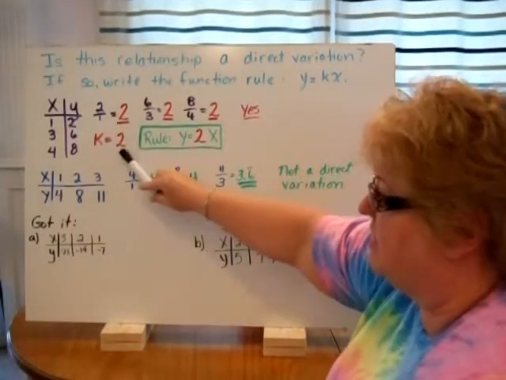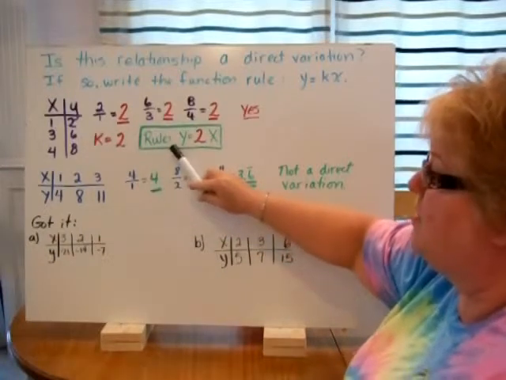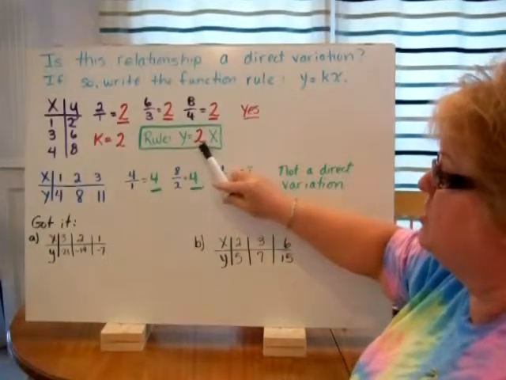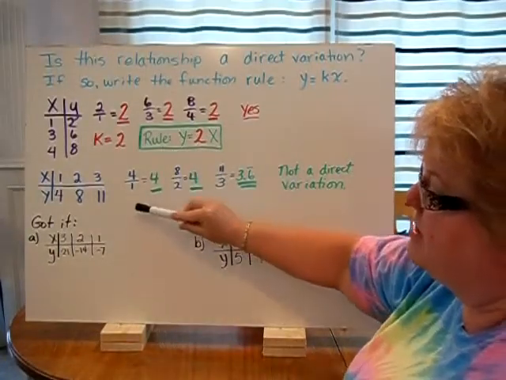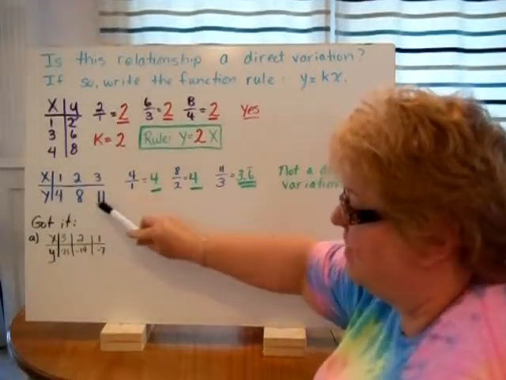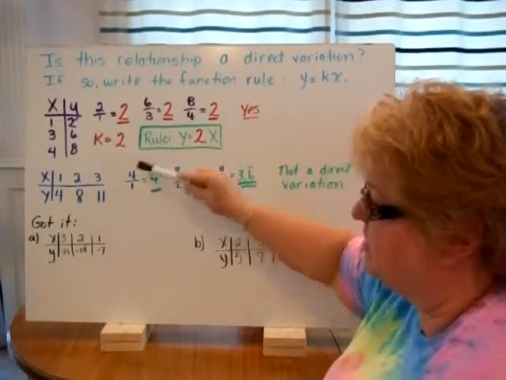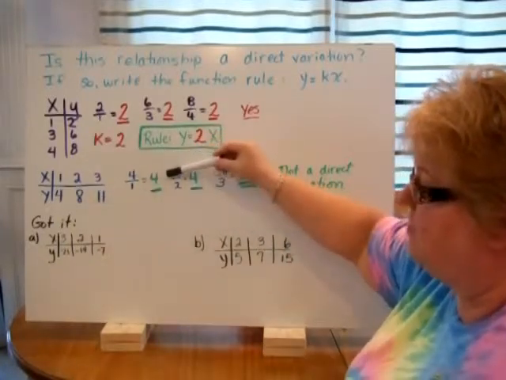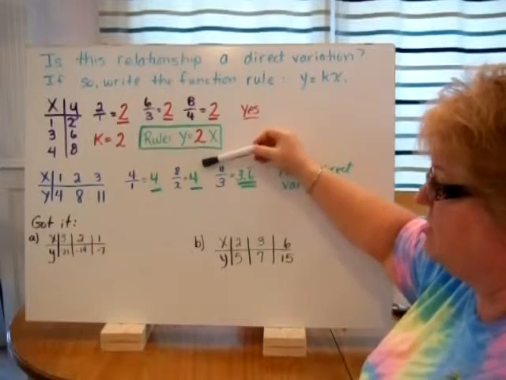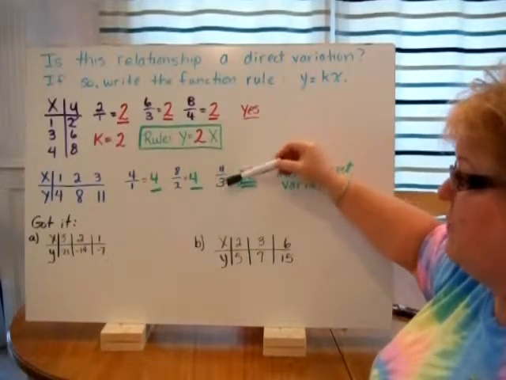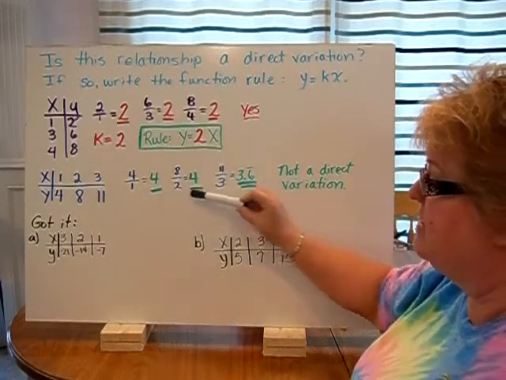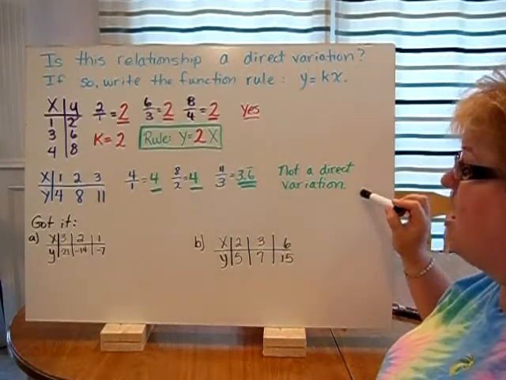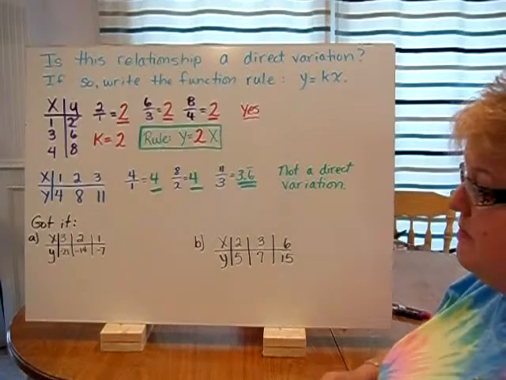The constant of variation is 2, and we would write the rule as y equals 2x because 2 takes the place of k. In this example, our y's are 4, 8, and 11. Our x's are 1, 2, and 3. 4 divided by 1 is 4. 8 divided by 2 is 4. However, 11 divided by 3 is 3.6 repeating. Since these are not all the same, this is not a direct variation.